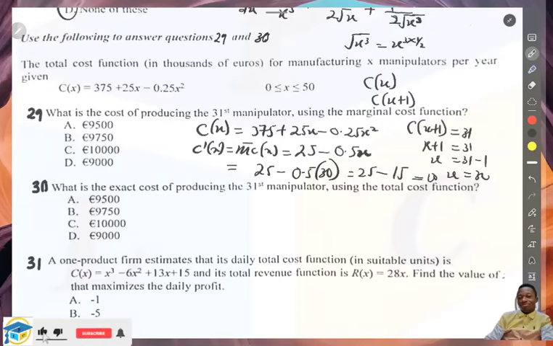But remember, we were told that it should be in thousands of euros. So you multiply the 10 by 1,000, and we are getting 10,000. And that should be option C. So here it is 10 multiplied by 1,000, and we are getting 10,000 euros as the marginal cost of producing one manipulator, which is at the 31st position.